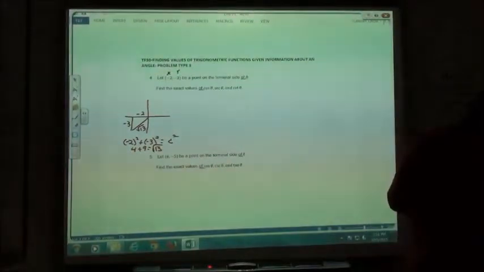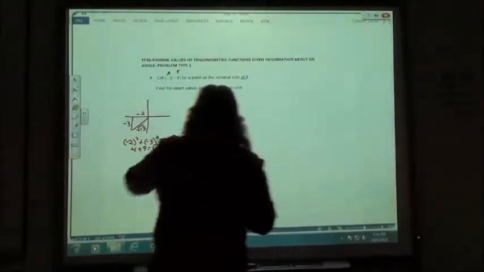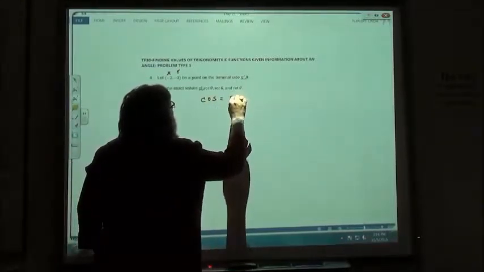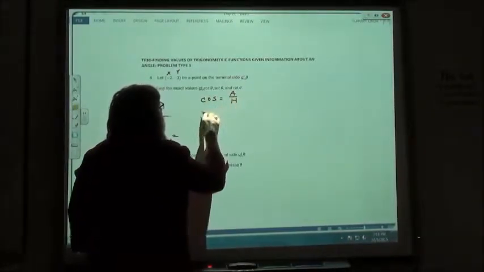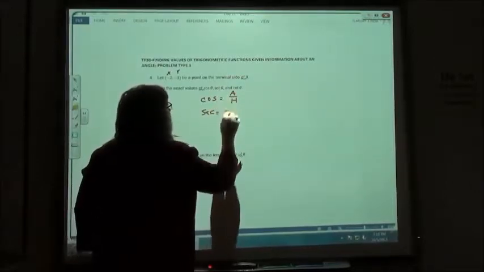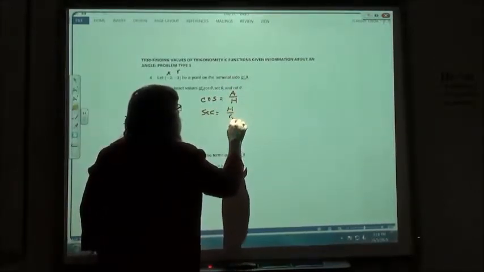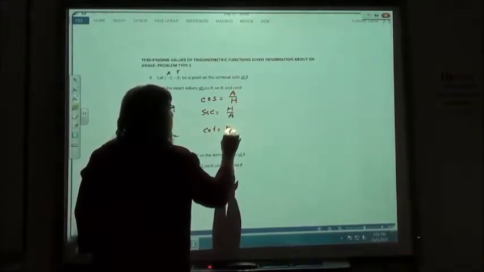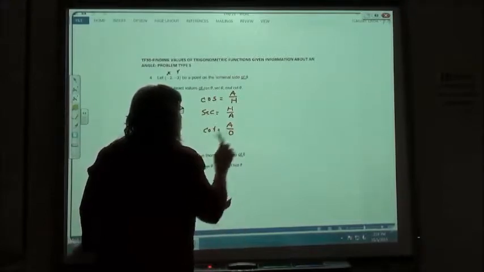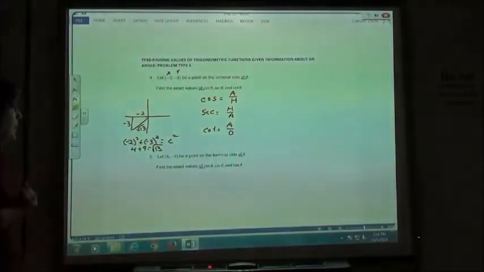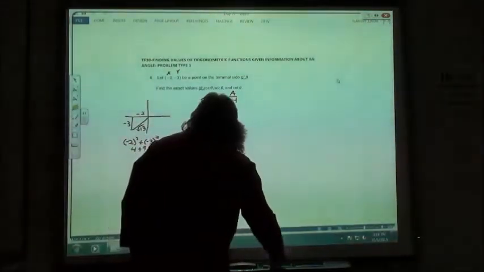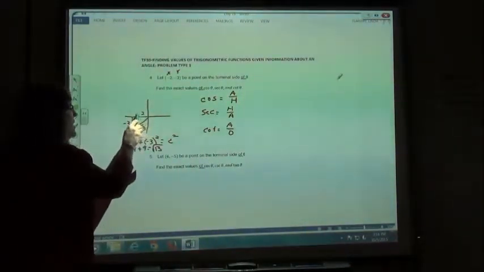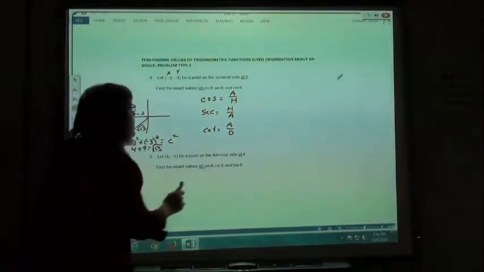Then I'm going to do my functions that they give me. Cosine is the adjacent over the hypotenuse. The secant would be the inverse of that, hypotenuse over adjacent. Cotangent is going to be the adjacent over the opposite, the inverse of my tangent. And so now I can look at my drawing here and say, okay, the adjacent side is -2, the hypotenuse is the square root of 13.